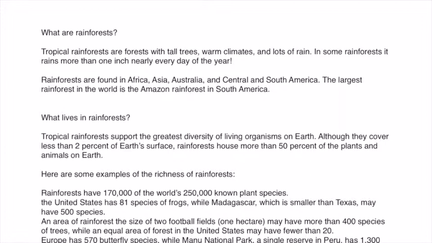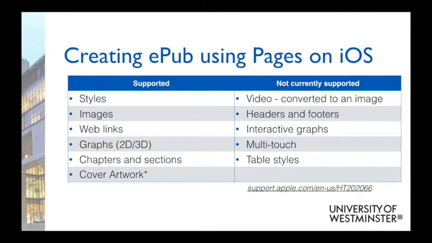Pages on iPad is clearly a very powerful tool, not just for making documents, not just for exporting as PDF, but also for creating EPUB documents with all of the interactive features which we've explored here. Pages on iPad allows you to create EPUB documents which include styles, images, web links, 2D and 3D graphs, and we can structure the document using chapters and sections. We can also use the very first page in the document as the cover artwork.